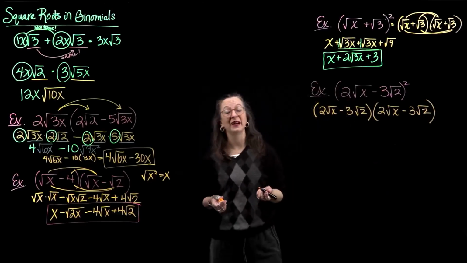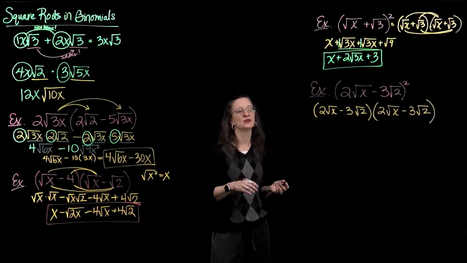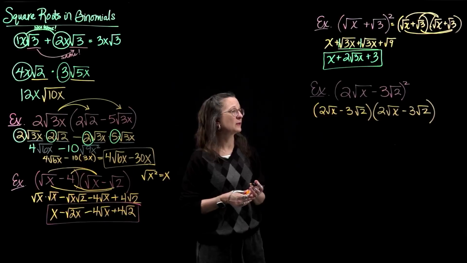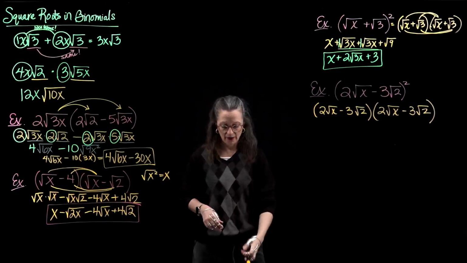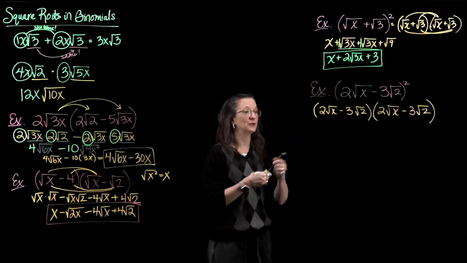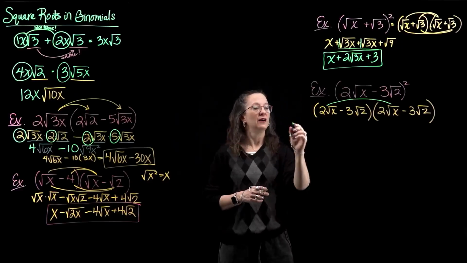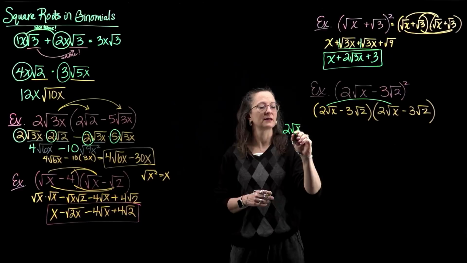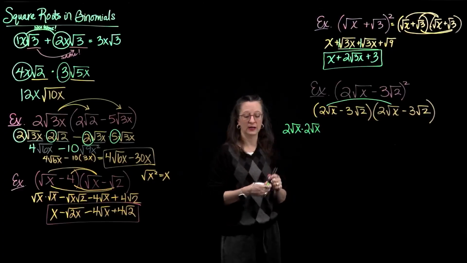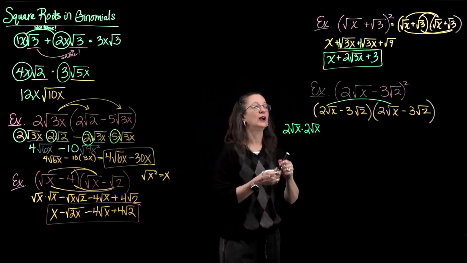mainly so that I can draw my arrows when I FOIL it and keep myself on track. So I'm going to write down parentheses 2 square root of x minus 3 square root of 2 times parentheses 2 square root of x minus 3 square root of 2. All right, I'm going back to all the colors so that we can see where everything came from. First terms multiplied together, I have 2 square root of x times 2 square root of x. And I'm going to go ahead and write it down that way so that we can see where everything came from. All right, outside.